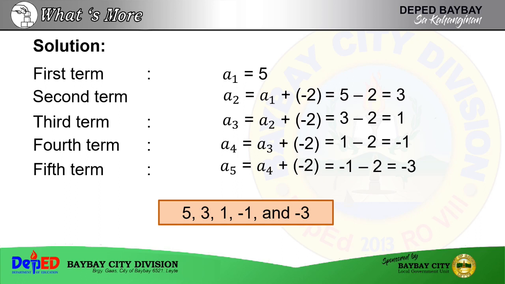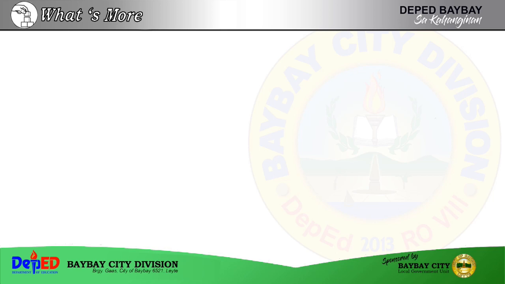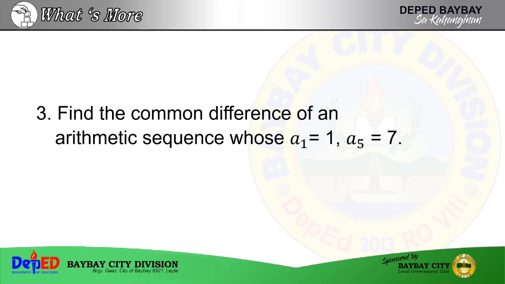There is another way of finding the specified term of an arithmetic sequence, but it will be discussed in the next module. The same thing is true for the general term of any arithmetic sequence. Number 3. Find the common difference of an arithmetic sequence whose a sub 1 is equal to 1 and a sub 5 is equal to 7.